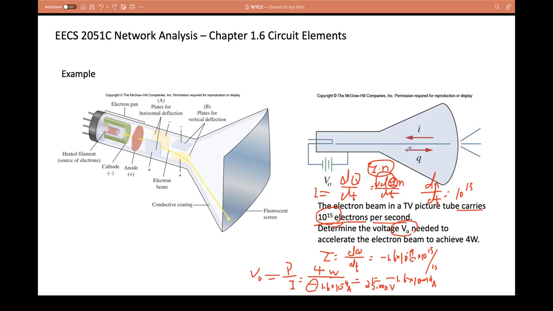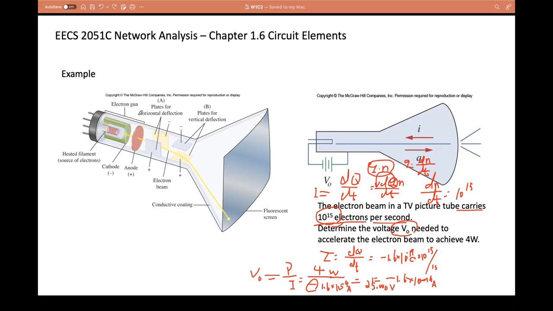So we have little q times dN over dt. Like I said earlier, the dN over dt is given as 10 to the power of 15. And we know the q is a constant. We can look it up. It's negative 1.6 times 10 to the power of negative 19. So then that's how we get the current. Okay, another question.